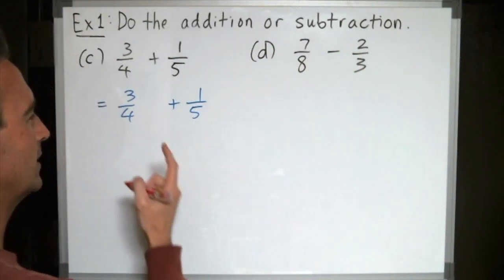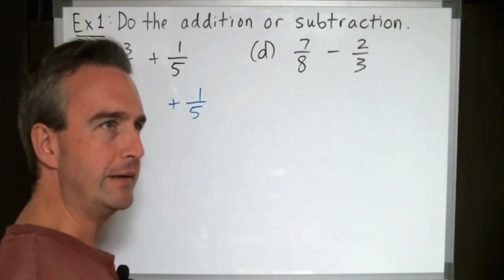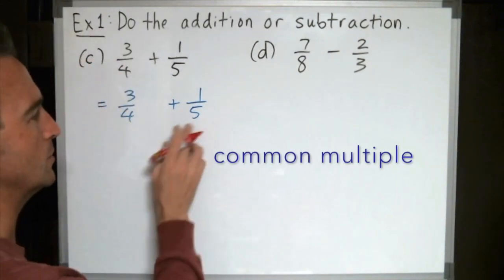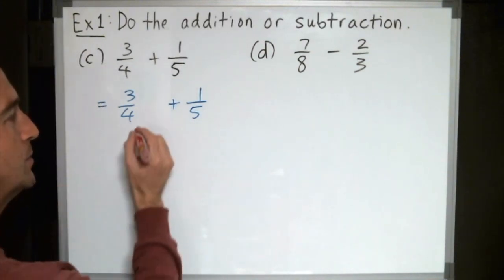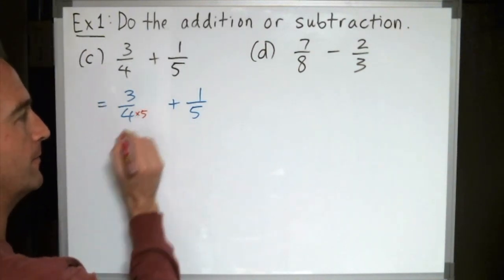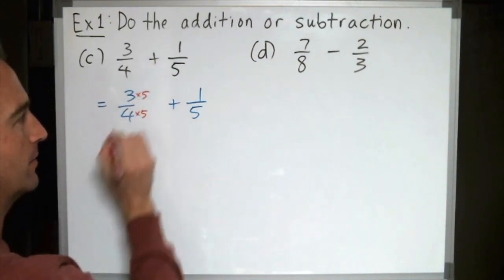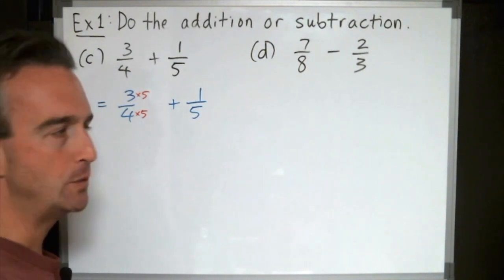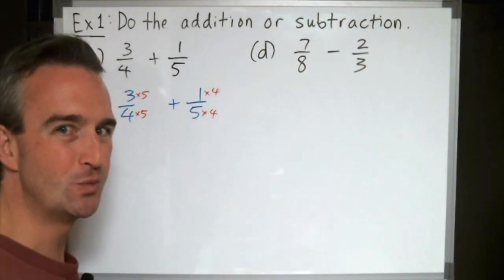Kind of annoying. So 4 and 5, we've got to think, what would our common denominator be? What is a common multiple of 4 and 5? Easy, 20. How can I turn a 4 into a 20? Multiply it by 5. So I've got to multiply the top and the bottom of this fraction by 5. How do I turn a 5 into a 20? Multiply it by 4. And I've got to do that to the top and bottom as well.